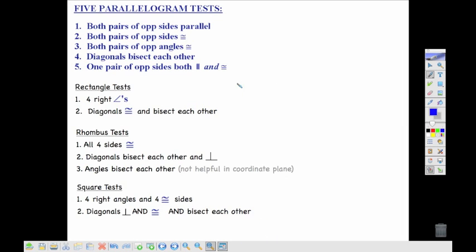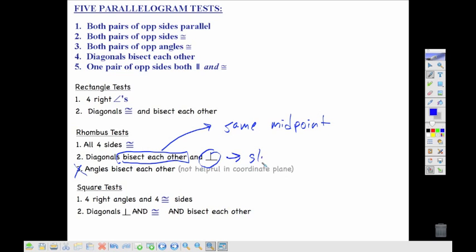This page is a list of all the tests we can use to find out if something is a parallelogram, a rectangle, a rhombus, or a square. I'm not going to read them, but we would use the midpoint, distance, and slope formulas to find out if we meet these tests. The only ones that we cannot meet on this page are the angles bisecting each other. But we can check things like if they bisect each other, then they have the same midpoint. If things are perpendicular, then they'll have slopes that are negative reciprocals of each other. We can also check lengths to make sure they're the same size by just using the distance formula.